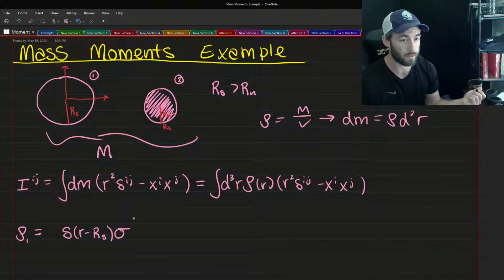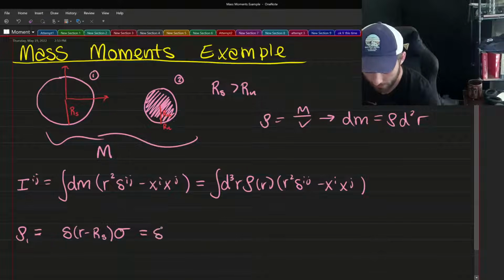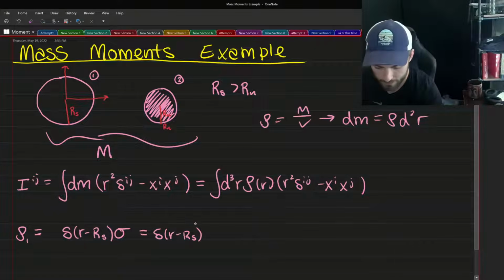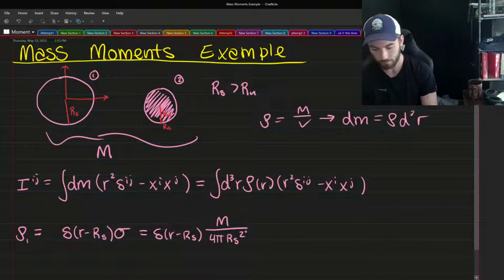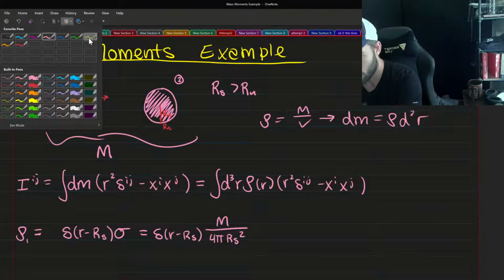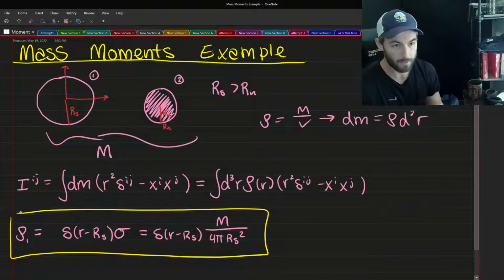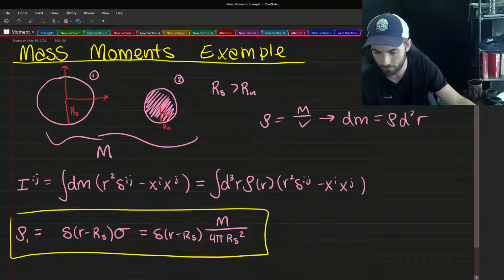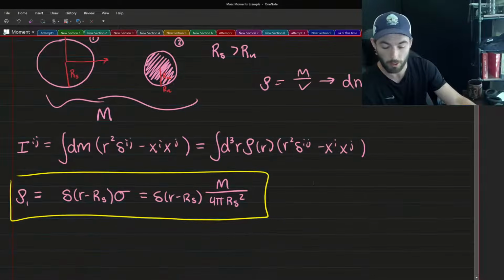And what's the surface area of a sphere? It's 4 pi r squared. So this is just equal to delta of r minus rs times that surface density, which is the mass divided by the surface area, which is 4 pi rs squared. Okay. So for those of you joining, we're starting with these two different cases of mass distributions for different spherical distributions, writing down the inertia tensor and translating these mass densities right away so that we know what we're going to be plugging in.